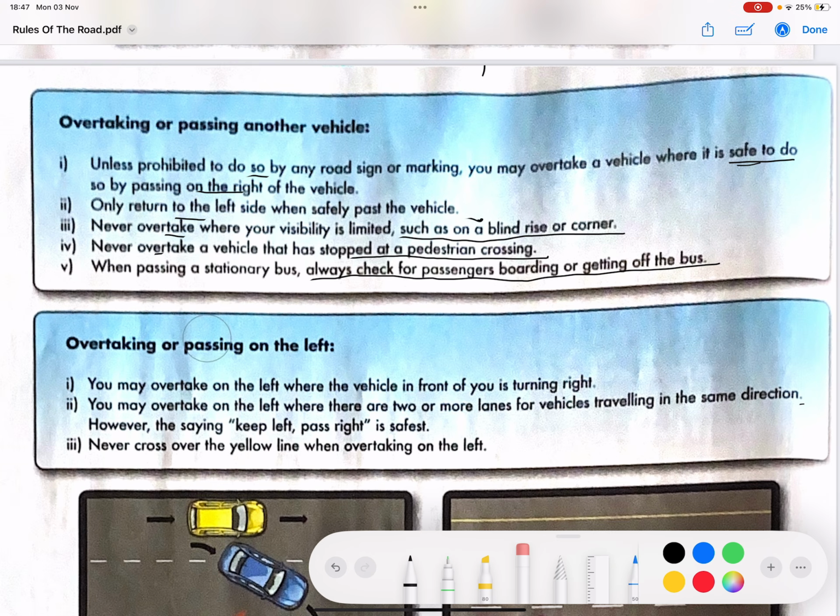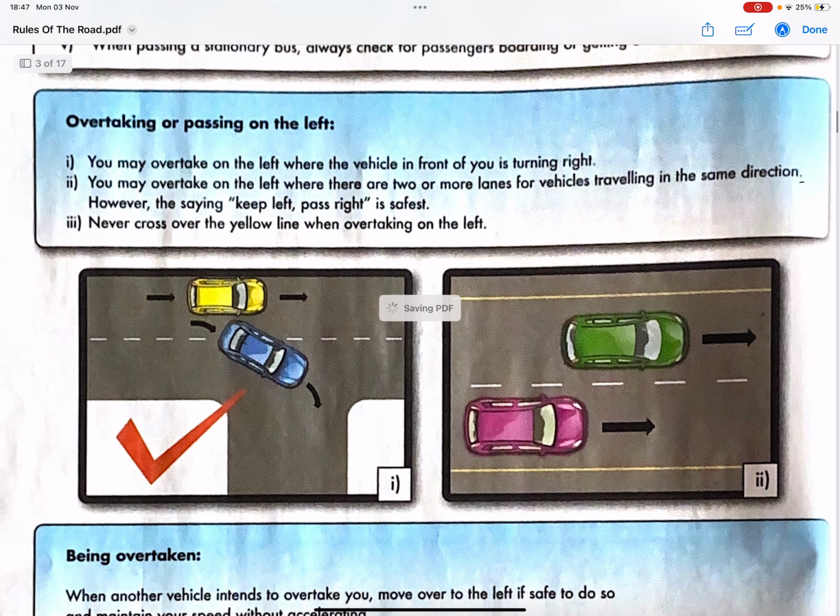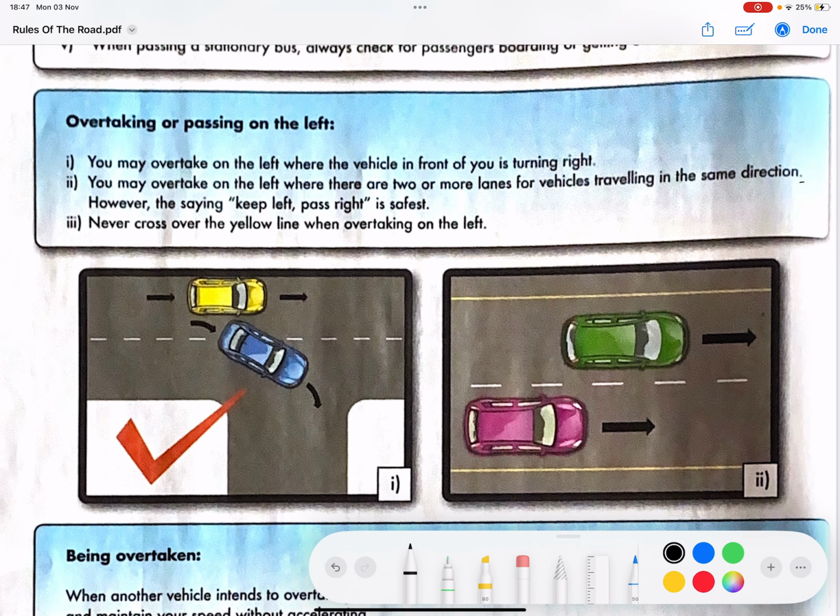Okay? Now, talking about overtaking or passing on the left. Overtaking on the left-hand side. You must understand when you are allowed to overtake on the left. When are you allowed to overtake another vehicle on the left? You may overtake on the left where the vehicle in front of you is turning right.